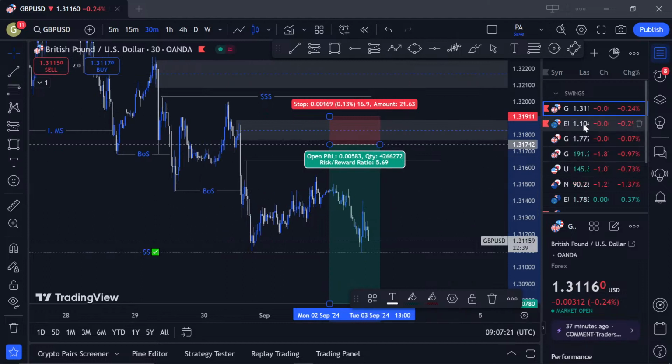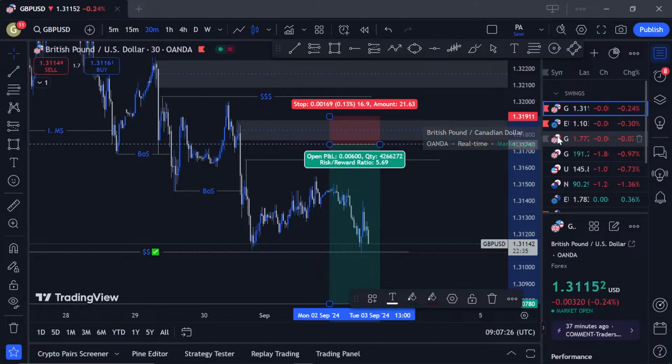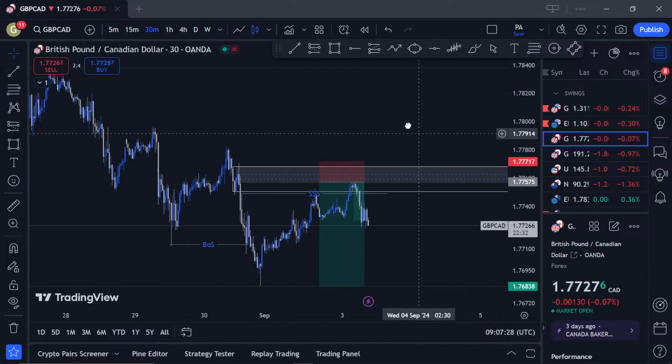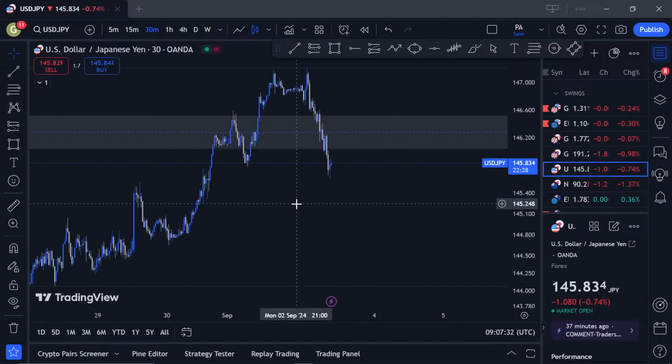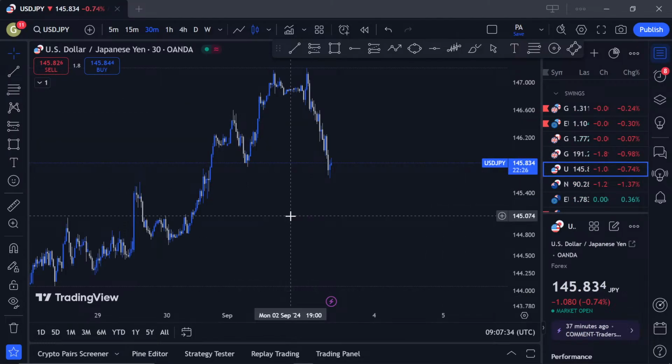Now with this aside, let's move on to the market that we actually need to do analytics on. I already have a trade running on GBP CAD. Let's go to USD JPY. Let me just clear everything off. Let's actually do a fresh analysis here.